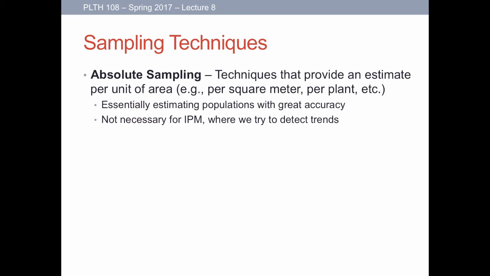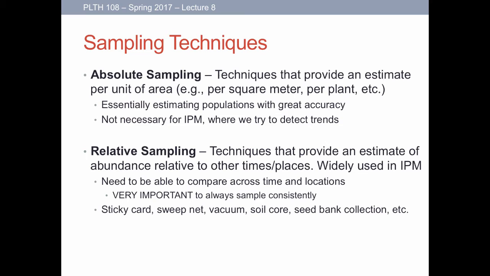Similarly, you could count the number of aphids per plant, so you could get a nice estimate of the total number of aphids in the entire field. Now, this gives you a really accurate measure, but it's also really time intensive, and it's way more detailed than we need when we're making a decision. So in IPM, we tend to lean towards using relative sampling instead. Relative sampling is just a technique that provides an estimate of the abundance, but it doesn't give you exact numbers in time and space. So we won't get the number of aphids per plant, but what we would get an estimate of is the number of aphids we got per sweep in an alfalfa field, right?